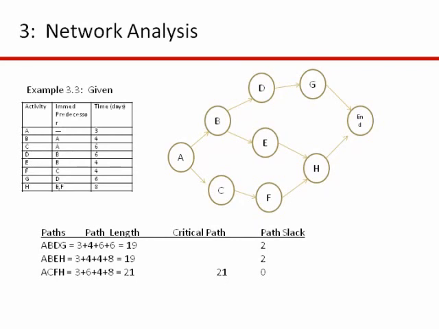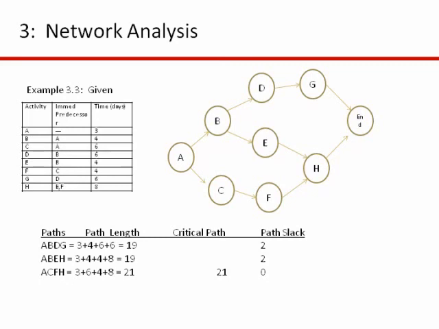Okay, so this is problem 3.3 from the book. And you can see I have immediate predecessors. I have the time for each activity. And you can see I've drawn the network, and there are 3 paths through this network. And they're identified, and the critical path is the lowermost path, ACFH. It's 21 days long. And I also have here path slack.